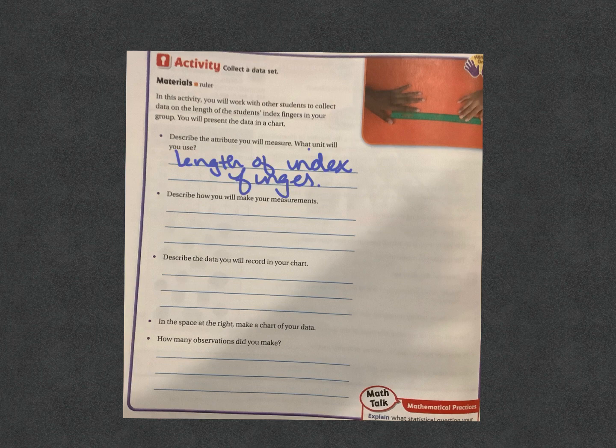Okay, then describe how you will make your measurements. Well, we're going to go around and use a ruler, right? Ruler to measure. I guess in inches or centimeters. Let's go centimeters. I don't know. Let's say we're going to measure everybody's index finger in centimeter length from a ruler.